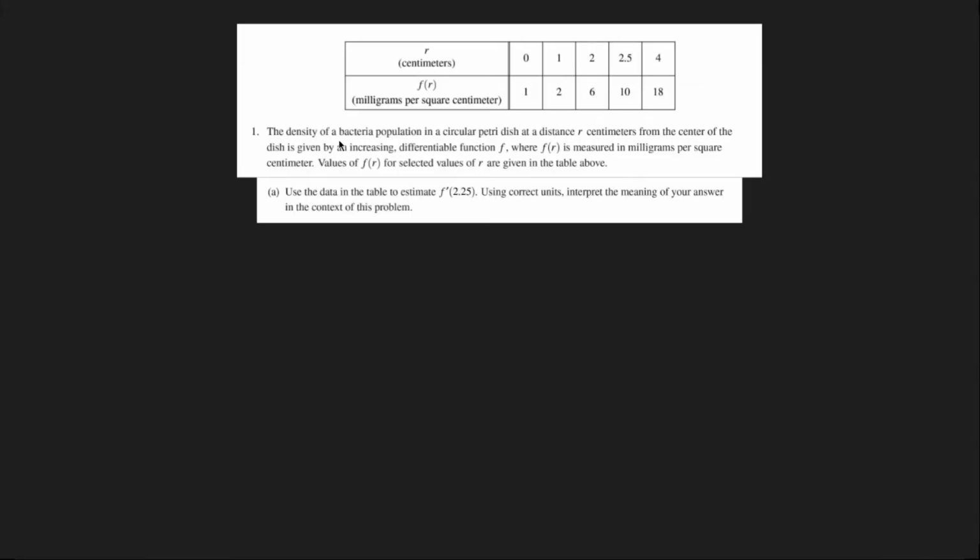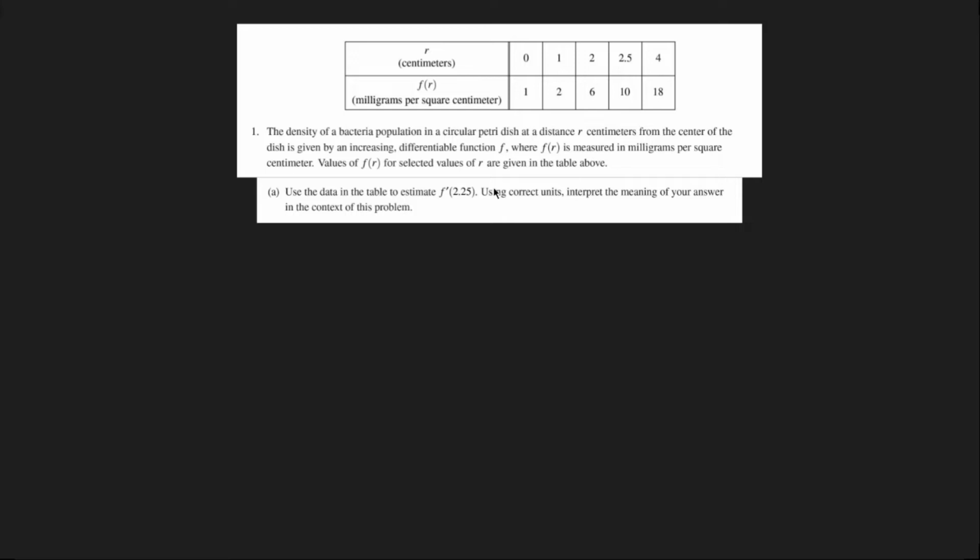The density of a bacteria population in a circular Petri dish at a distance r centimeters from the center of the dish is given by an increasing differentiable function f, where f of r is measured in milligrams per square centimeter. Values of f of r for selected values of r are given in the table above, and then it gives us this table of values. Part A tells us to use the data in the table to estimate f prime of 2.25. Using correct units, interpret the meaning of your answer in the context of this problem.